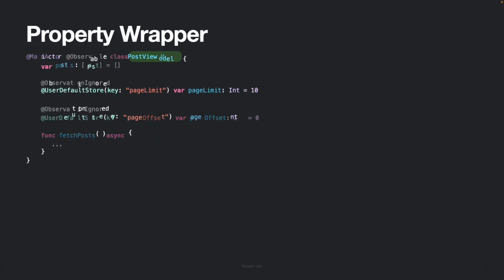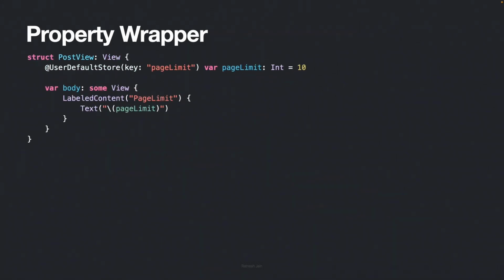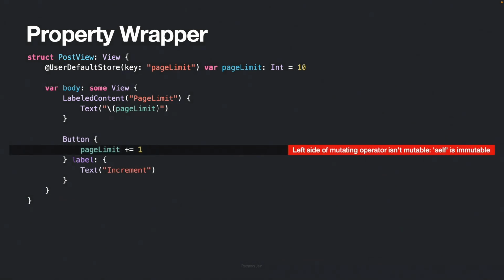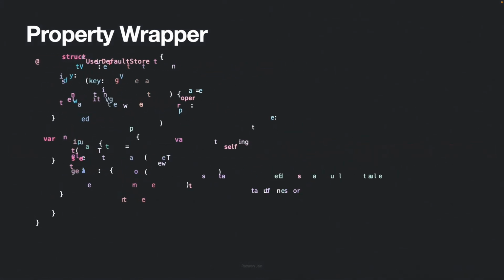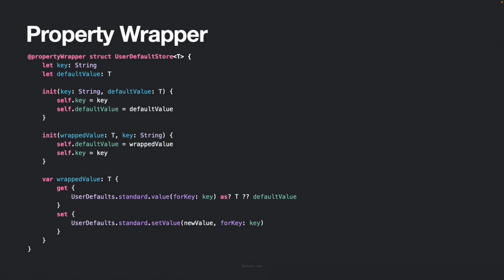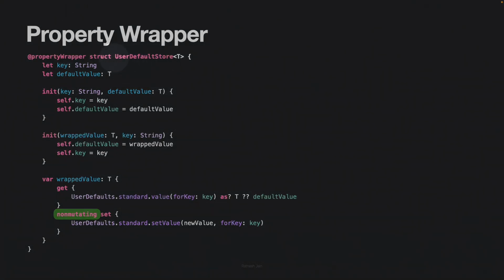But what will happen if we write it inside a view? It will work. We will see the label and cell. But if we wanted to update it, like inside a button, if I wanted to increment, we will get this error. And to solve this error, we need to make this nonmutating. You will see that our definition of the UserDefault is a structure, and a structure is by default immutable. If we wanted to mutate something, then we need to mark it as a mutating function or mutating var.